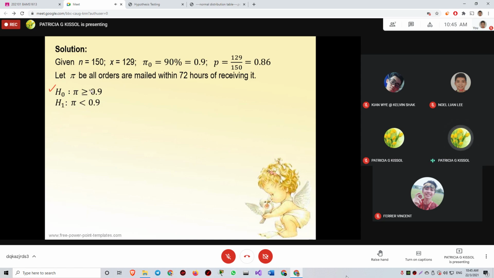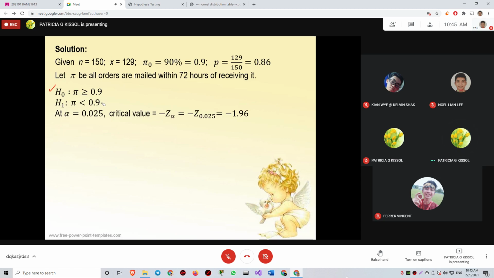Because we already stated the null hypothesis is greater than, the alternative must be the opposite of it. Always the opposite of the claim. So this is the null hypothesis: the pi, the population proportion, is more than or equal to 90% or 0.9, and the alternative is less than 0.9.